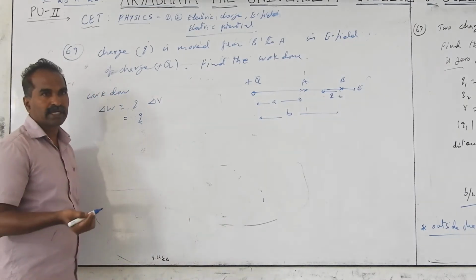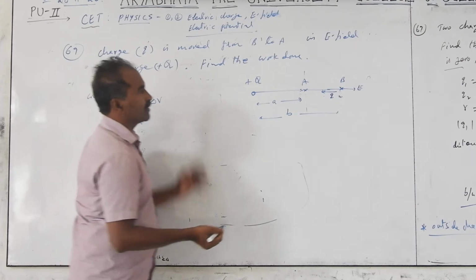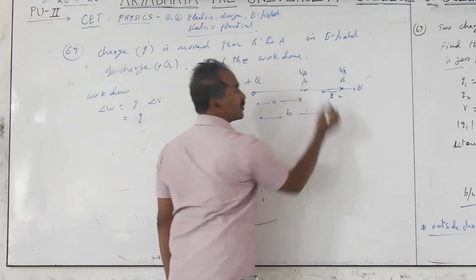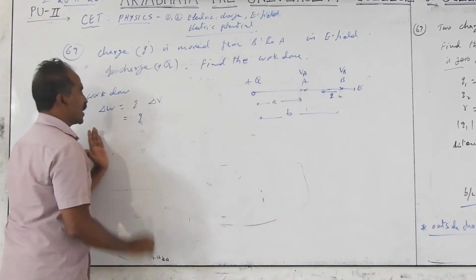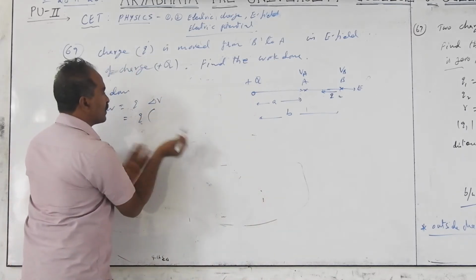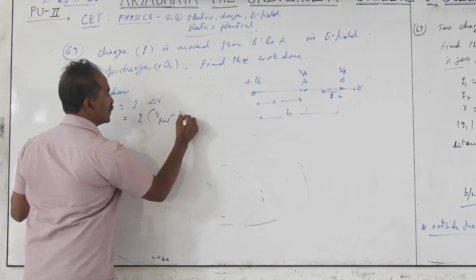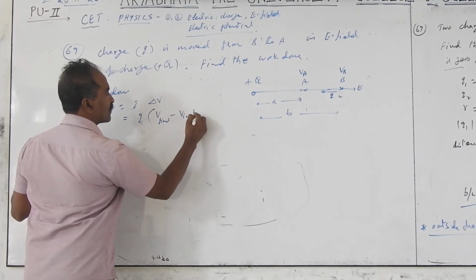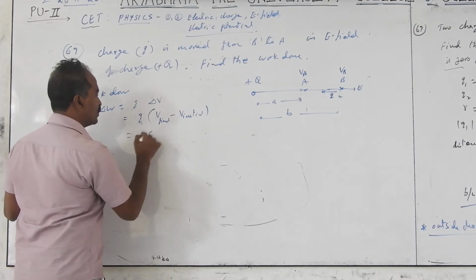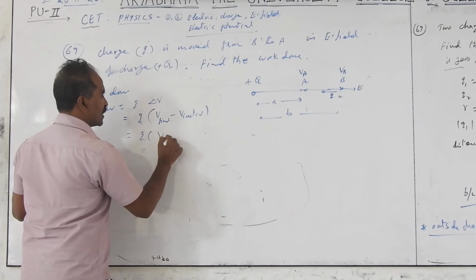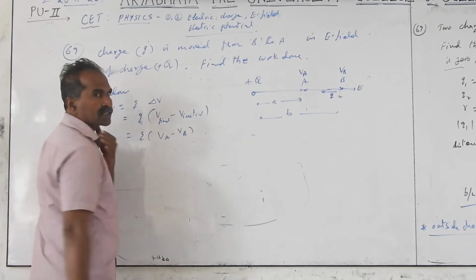Final position you take it up. So B to A. Potential at this point is VB, and potential at this point is VA. So we are moving from B to A. Always take the difference as final minus initial. Final is A, B to A means final is A. So it is VA minus VB. You have to be careful with this.